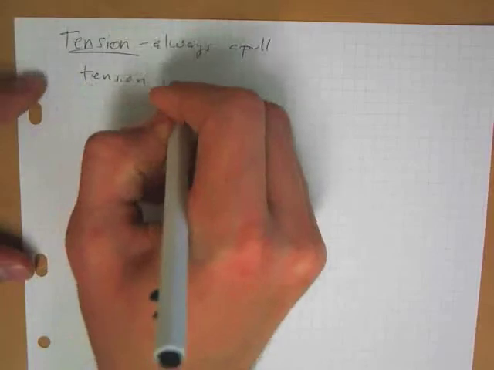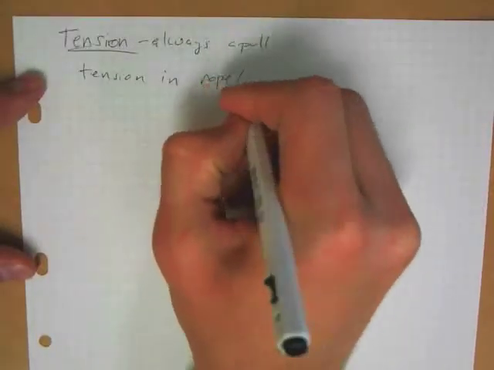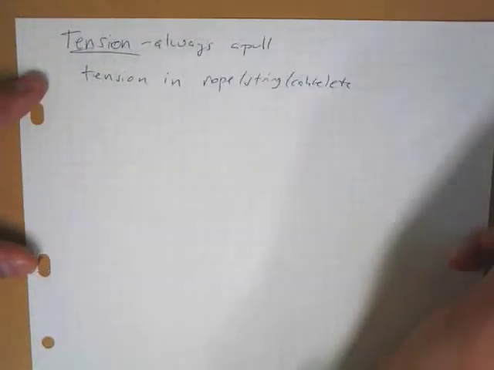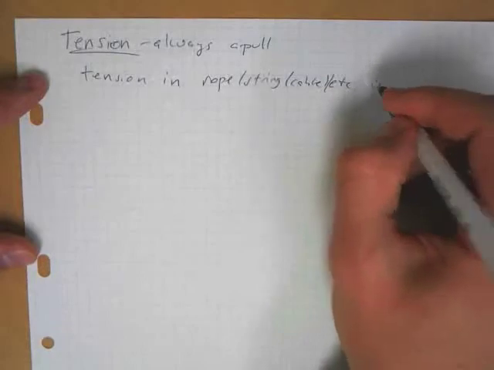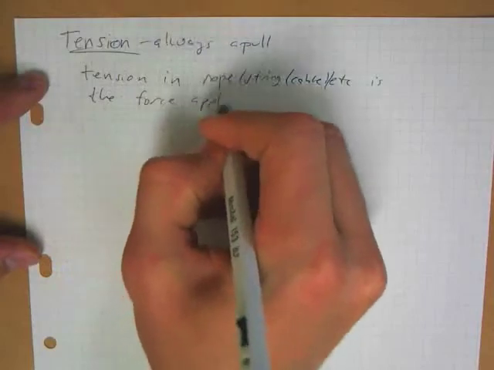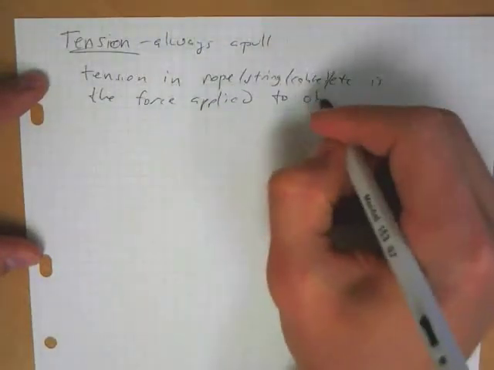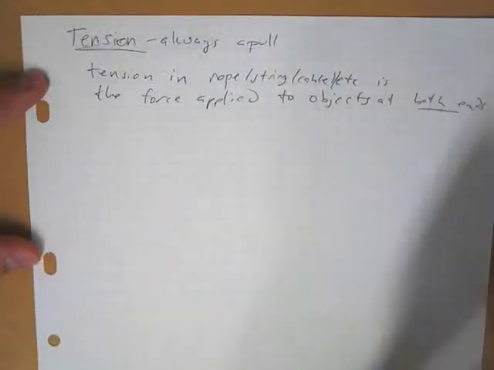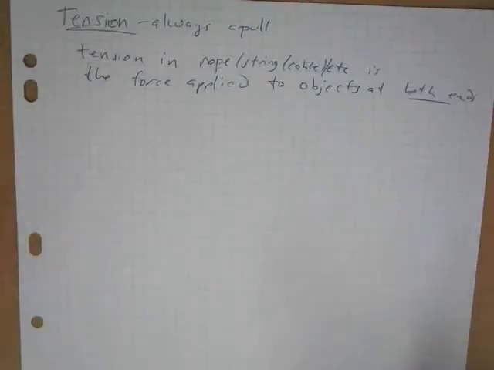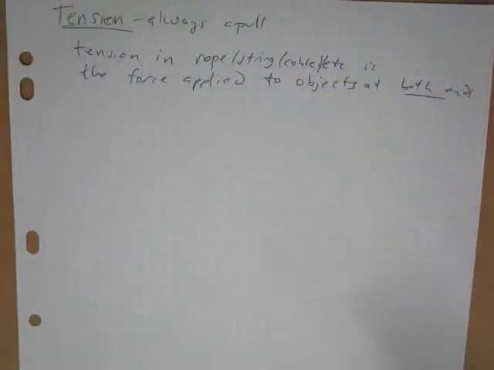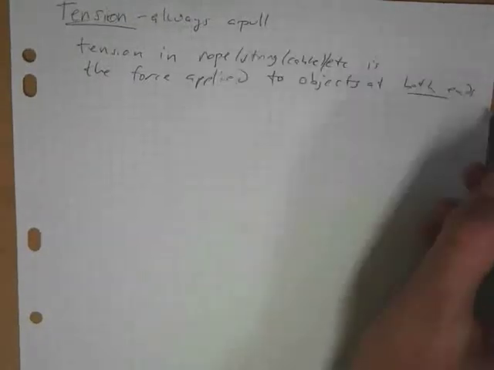The tension in the rope, or string, or cable, or whatever, is the same as the force applied to objects at both ends. This creates a few kind of weird scenarios, but the tension in the rope is the force applied to objects at both ends of the rope.